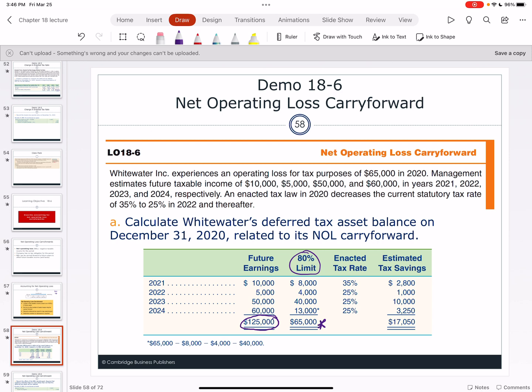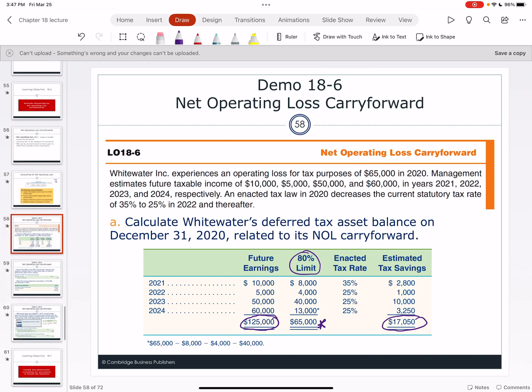Now here we've got multiple tax rates based on the year, so we have to take that into account. Again, we think our future earnings will be $5,000. Multiply that by 80%. Great, we can deduct $4,000 from our tax bill in 2022, etc. So our estimated tax savings is $17,050.